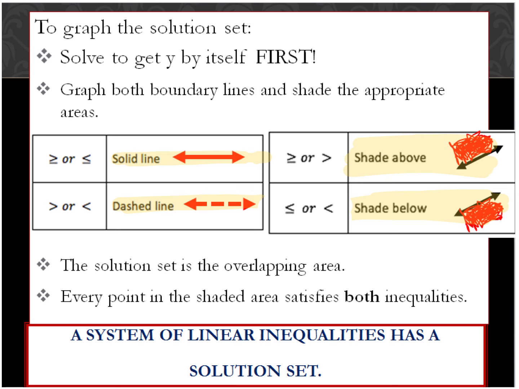The solution set is the part of the graph that is the overlapping area. Every point in the shaded area has to satisfy both inequalities. And we say in this case that a system of linear inequalities has a solution set, rather than just having one point that is the solution.